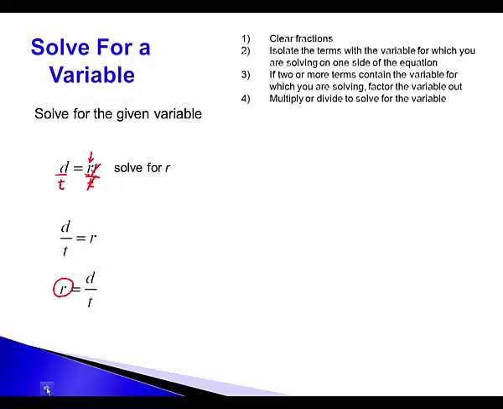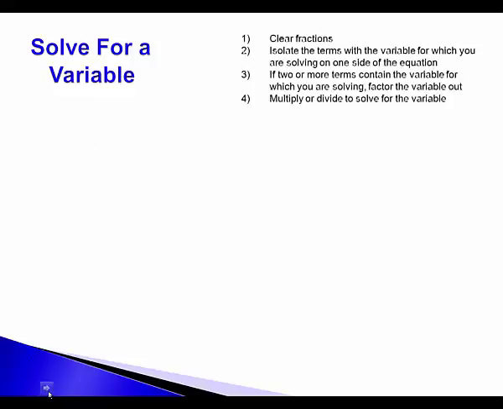Let's look now at another problem. Once again, I'm going to give you your list of steps, and here's the problem. A is equal to pi r squared. This happens to be the formula for calculating the area of a circle, but you wouldn't have to know that in order to continue with the problem. The first step is to clear fractions. We have none, so that step is done. Isolate the terms with the variable on one side of the equation. Well, I haven't told you what the variable is yet, have I?